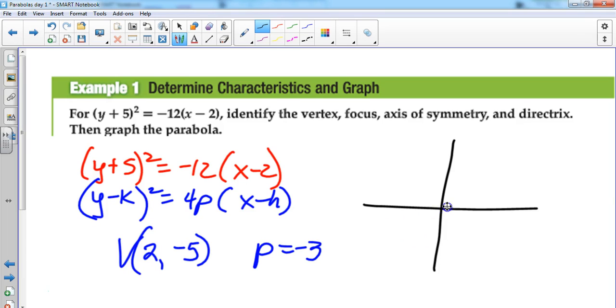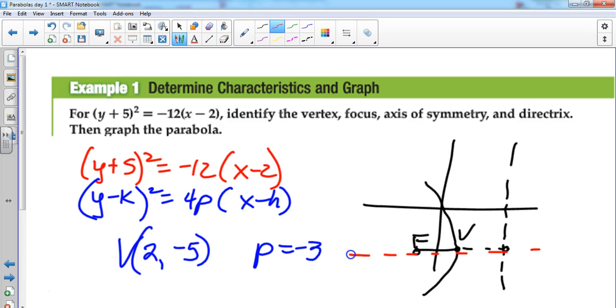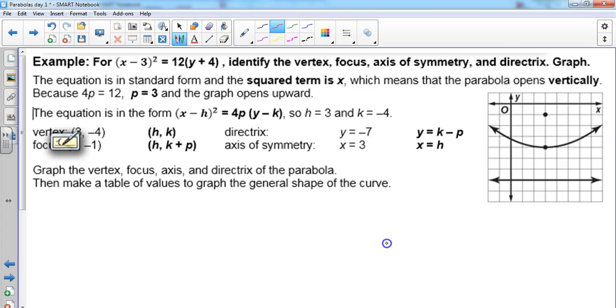So this is what I do. I go 2 to the right, down 5, and I put the vertex. I say 3 units inside of here is the focus because it's opening left. 3 units back this way is where the directrix is going to sit. And the line that connects the focus and the vertex is the axis of symmetry. All right, rather than watch me do one, let's do one together.